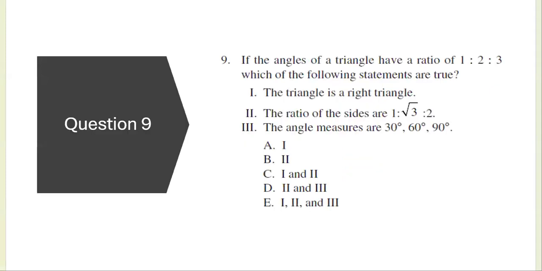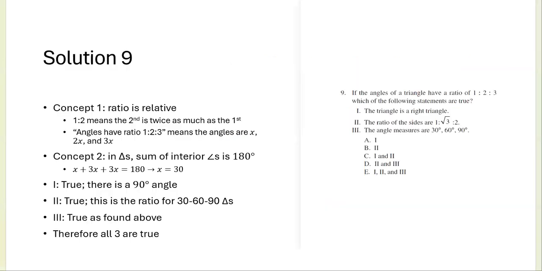Number 9. If the angles of a triangle have a ratio of 1 to 2 to 3, which of the following statements are true? Okay. So we have to first remember that ratio is relative. So when it's like 1 to 2, that means the second item is twice as much as the first item. Okay. So if we want to notate it as a variable, we can translate this sentence as, well, if this first angle is x, then the next angle is 2x, and the third angle is 3x, okay?